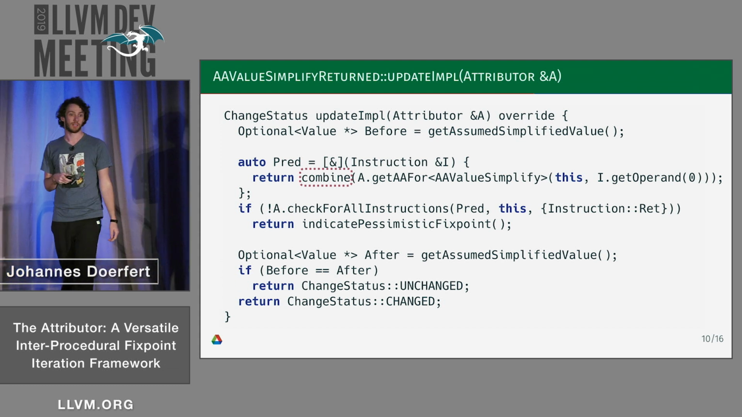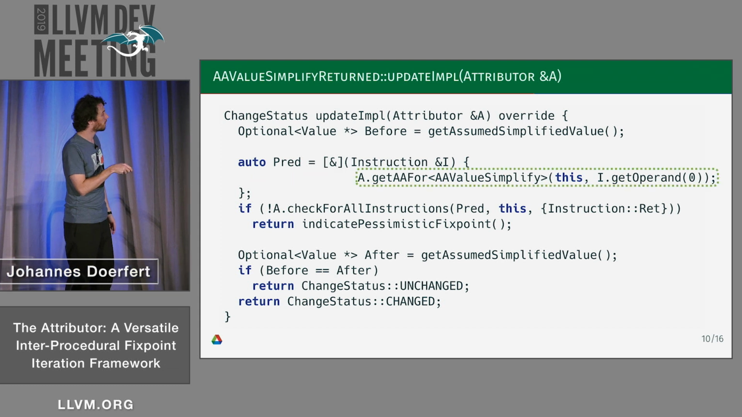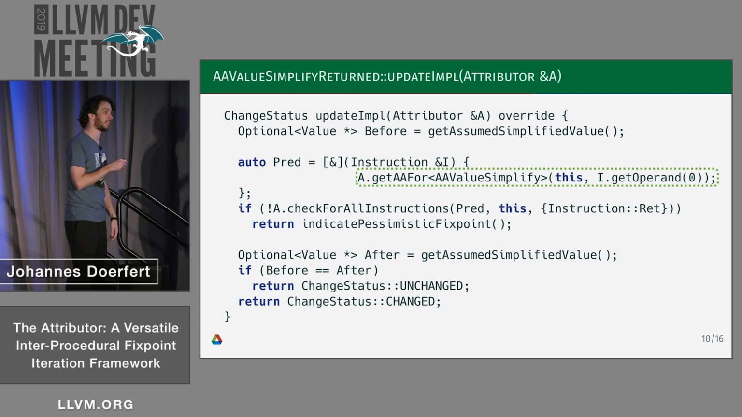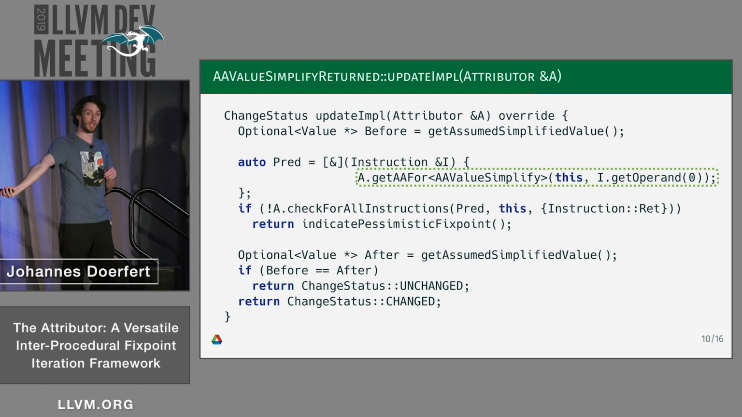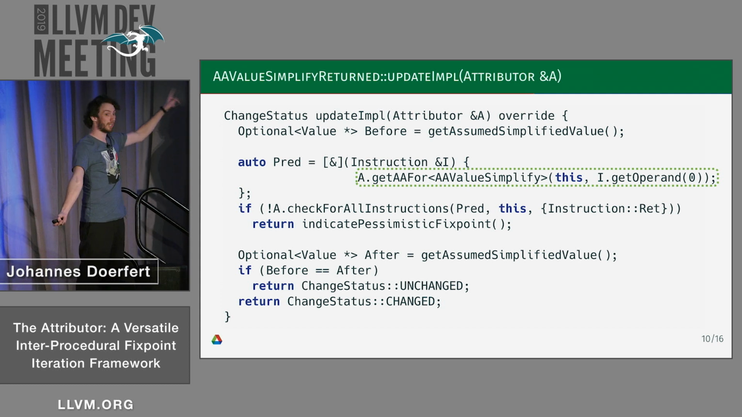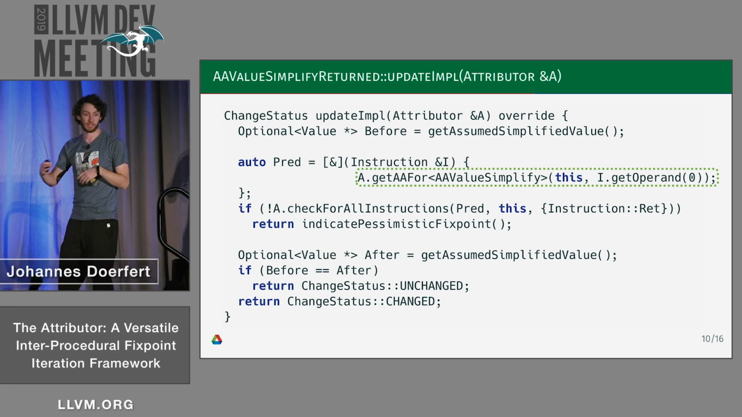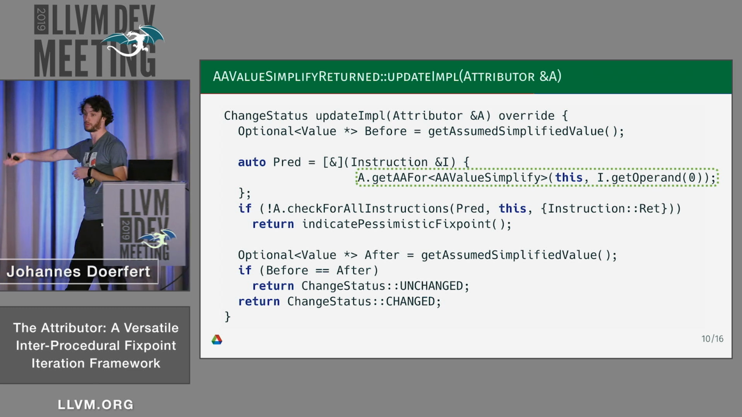All of it works through these recursive calls. And the trick about these recursive calls is the Attributor will use them to determine the dependencies between your abstract attributes. So if whatever is returned here changes in the future, it will trigger an update of this abstract attribute as well. That is the way it knows what to update. So it doesn't have to update all the things all the time.